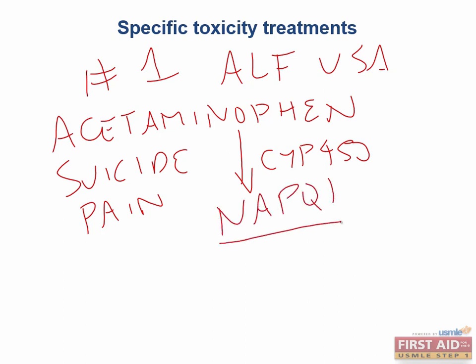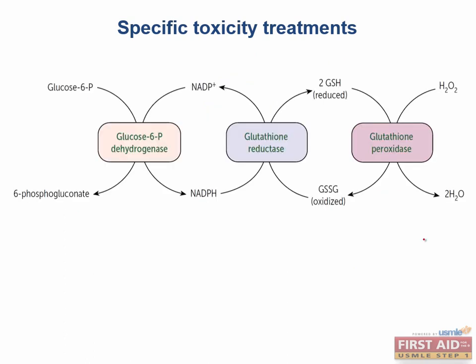Now, NAPQI is very electrophilic. It loves electrons, and it will steal them directly from hepatocyte membranes and proteins if possible. Now, our body is ready for this, thanks to the electron donor glutathione. Here it is in its reduced form. In its reduced form, glutathione sacrifices itself to neutralize this toxic metabolite, NAPQI, in the same way it would for other toxic molecules like hydrogen peroxide.